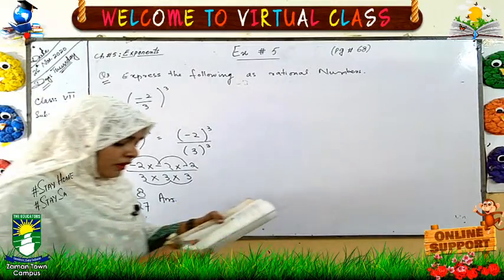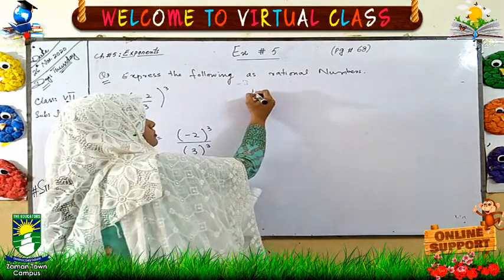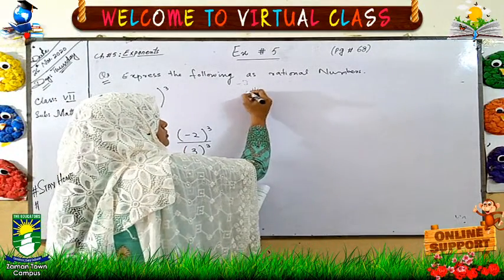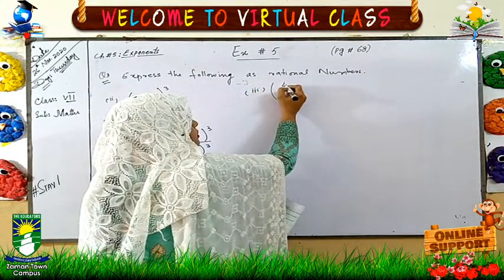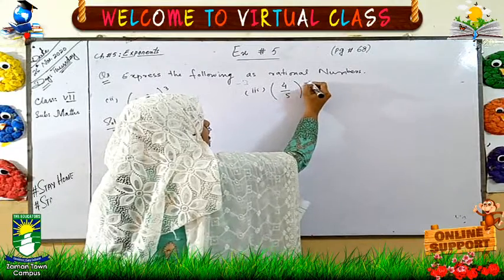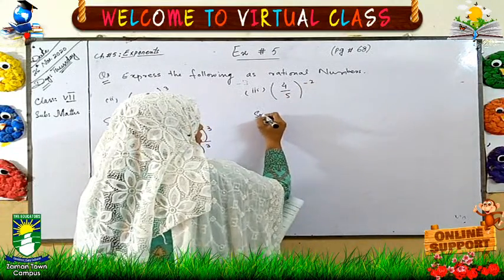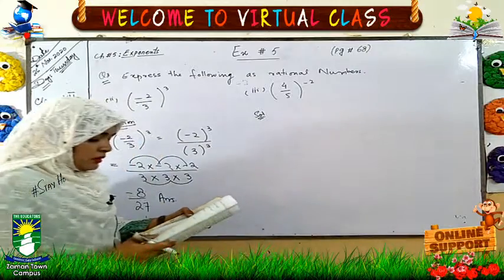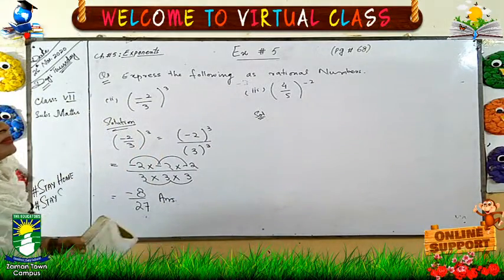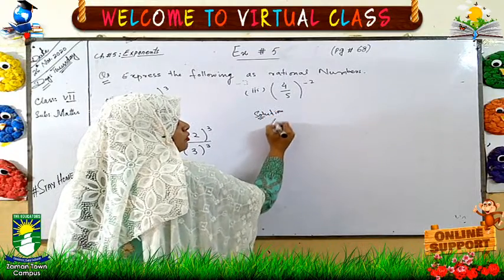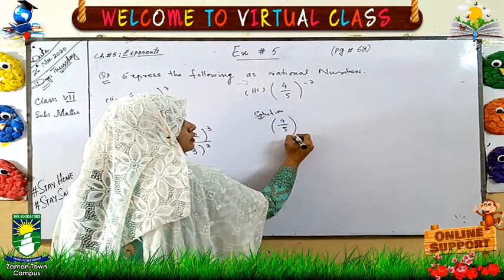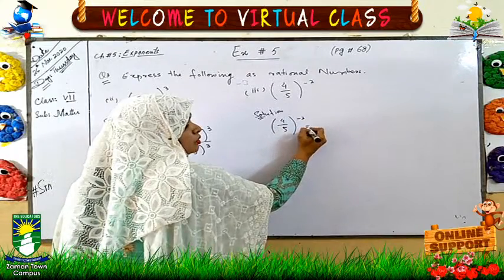Now come to part number 3: 4 upon 5 raised to power minus 2. Students, you have your question as 4 upon 5 raised to power minus 2.